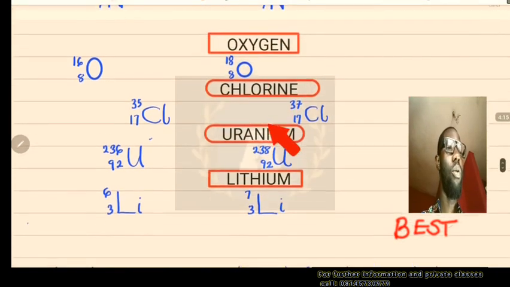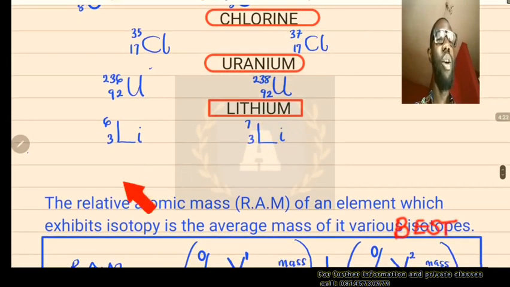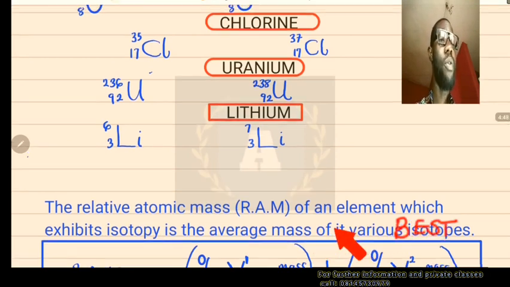So that we unraveled. Now we want to explain the relationship that exists between relative atomic mass of an element, written as R.A.M, and isotopy. The relative atomic mass of an element which exhibits isotopy is the average mass of its various atoms. For instance, look at lithium.